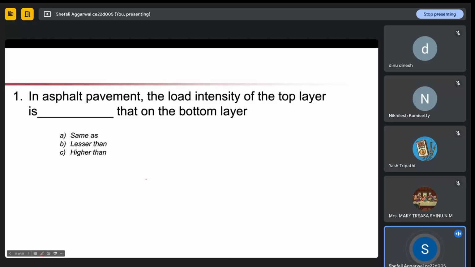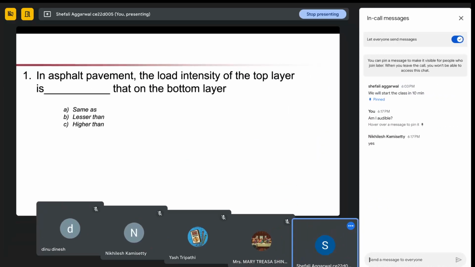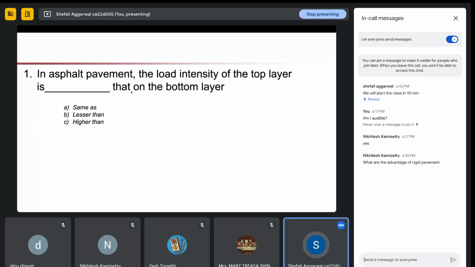First question is, in asphalt pavement, you can give the answer in the chat box or you can speak also in between. In asphalt pavement, the load intensity of the top layer is dash than that on the bottom layer. Same as the bottom layer, lesser than the bottom layer, higher than the bottom layer.